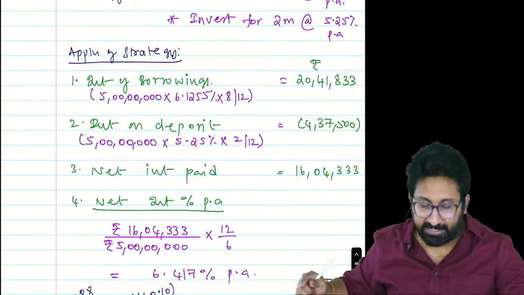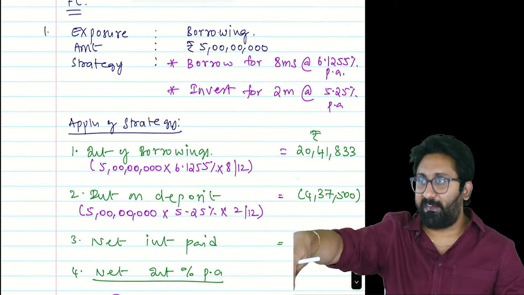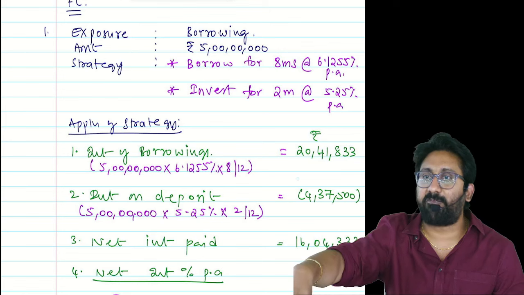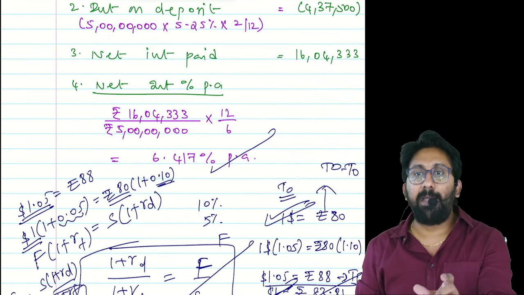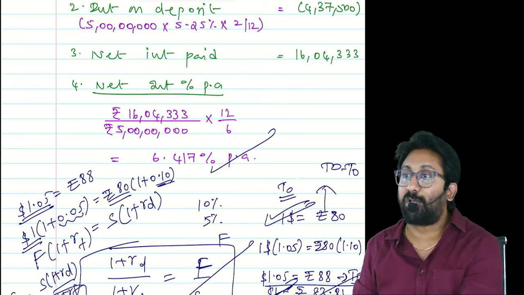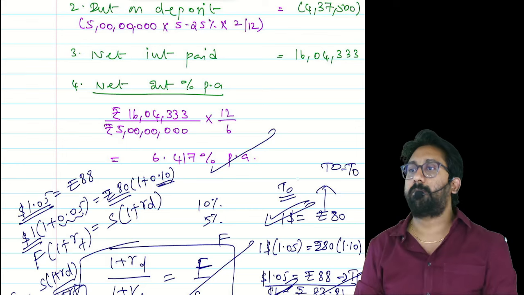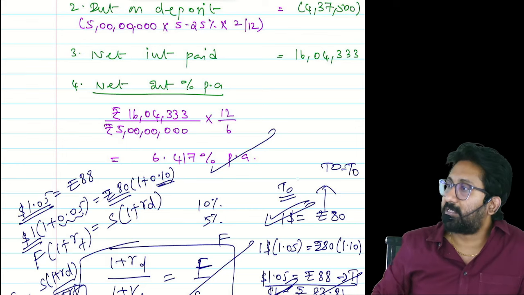Same also happens here. If you would have borrowed for 8 months, if you would have deposited for 2 months, the net rate is how much? 6.417. How banks give you 83.81, banks also give you 6.417. First, did you understand the concept clearly?